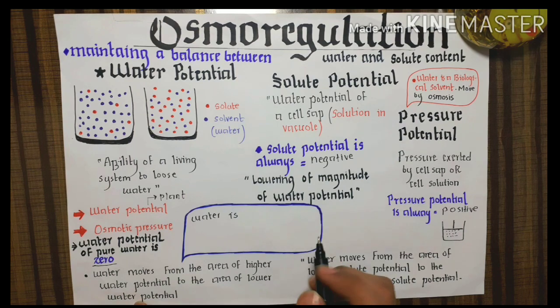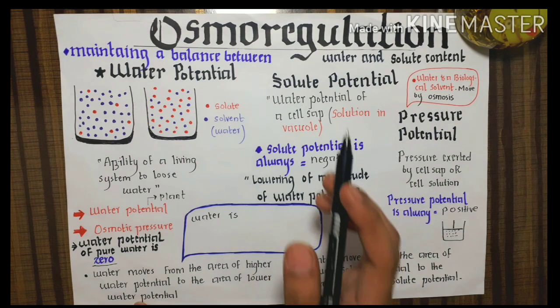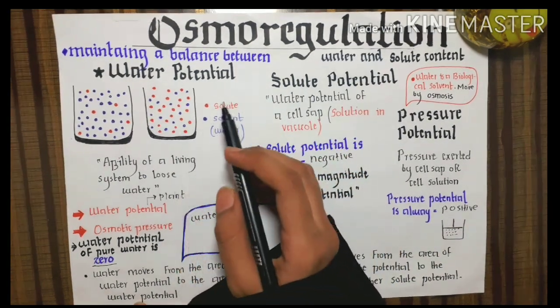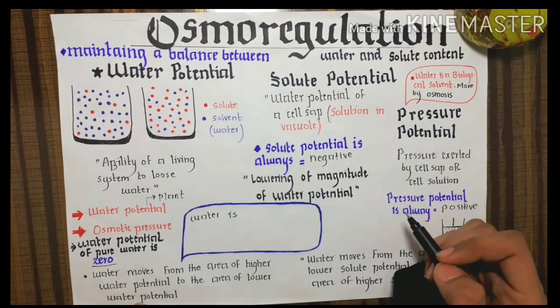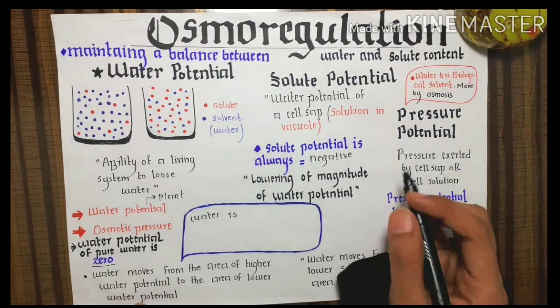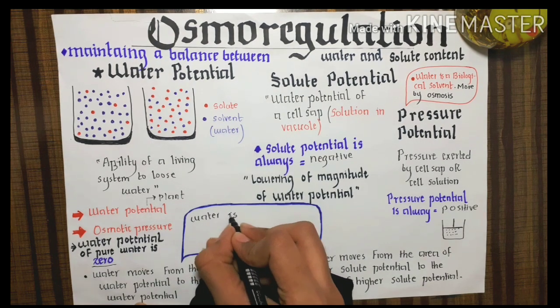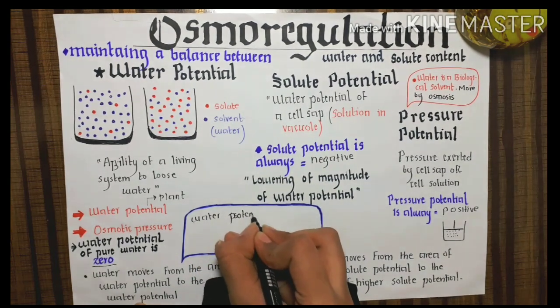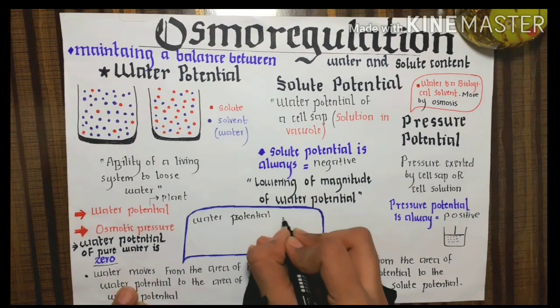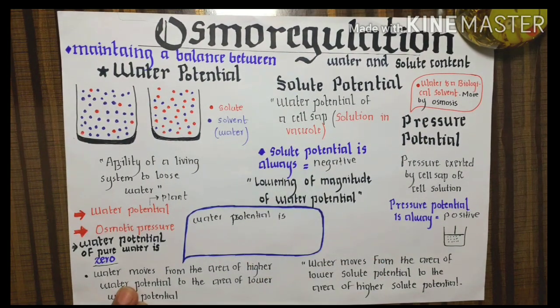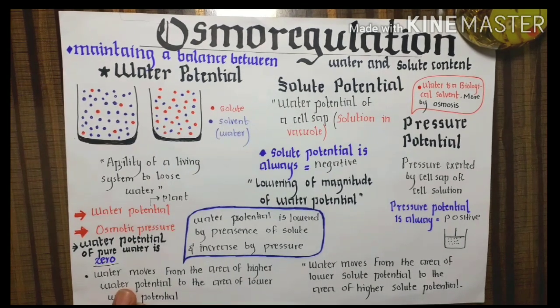So we know that when solute enters, water potential decreases, and when we increase the pressure, water potential increases. So we can write that water potential is lowered by the presence of solute and increased by the presence of pressure.